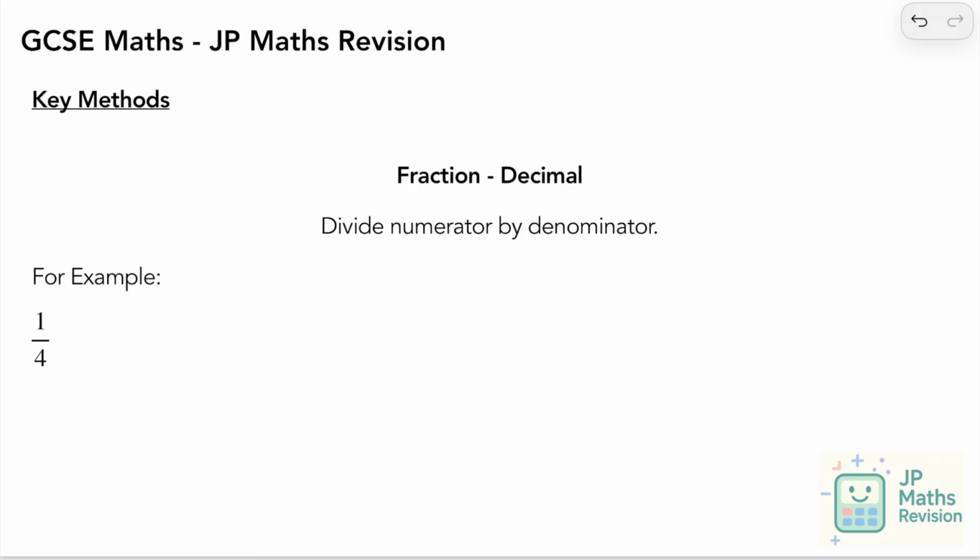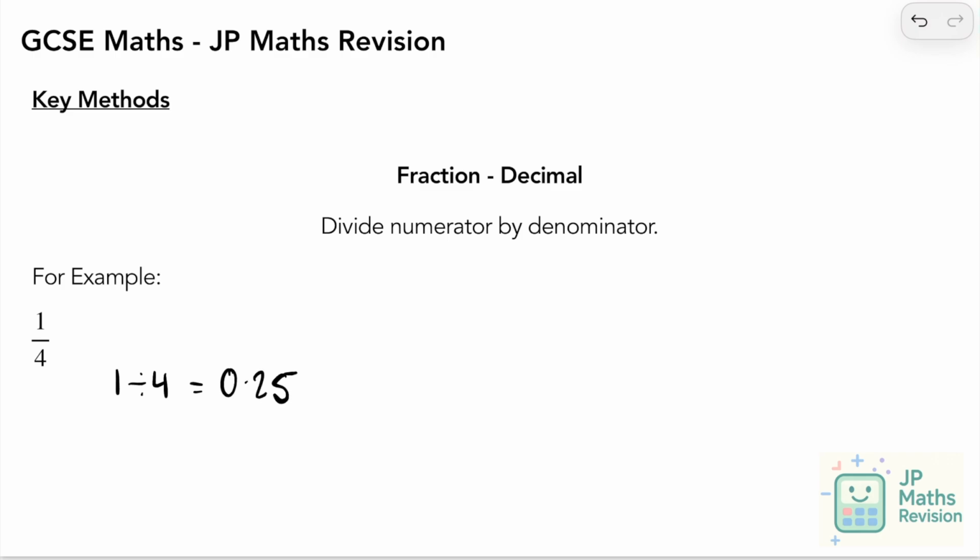So firstly, to convert from a fraction to a decimal, we divide the numerator by the denominator. So for example, if we have 1 over 4, to work that out as a decimal, we do 1 divided by 4. And to do that, we can either type that into our calculator, or some of you might just know that 1 divided by 4 is 0.25.